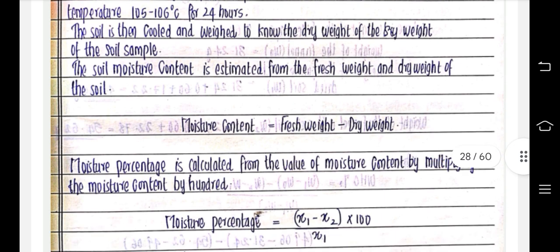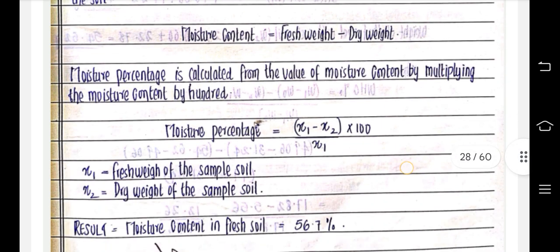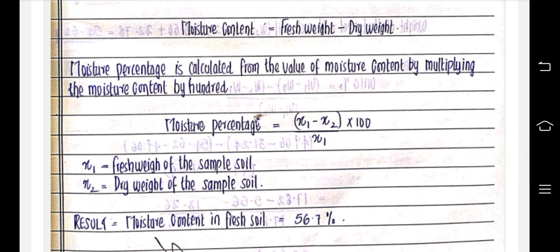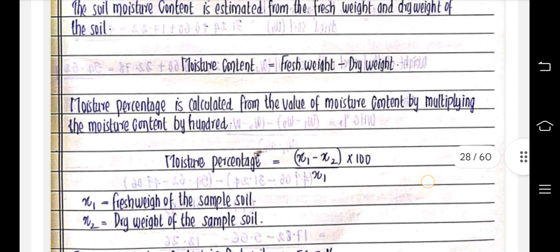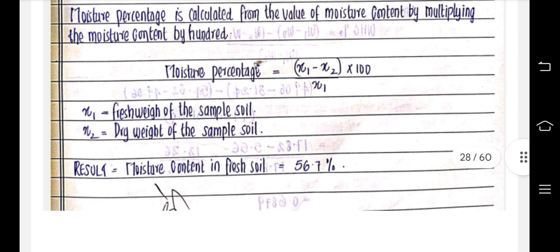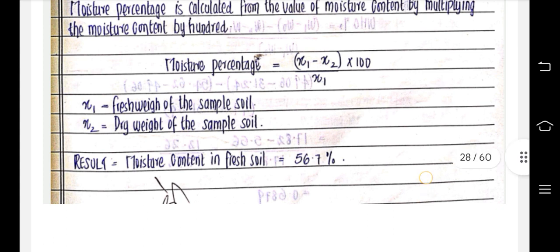Moisture content equals fresh weight minus dry weight. Moisture percentage is calculated from the value of moisture content by multiplying by 100: fresh weight of sample soil minus dry weight of the sample soil, divided by dry weight, into 100. Result: moisture content of the fresh soil.